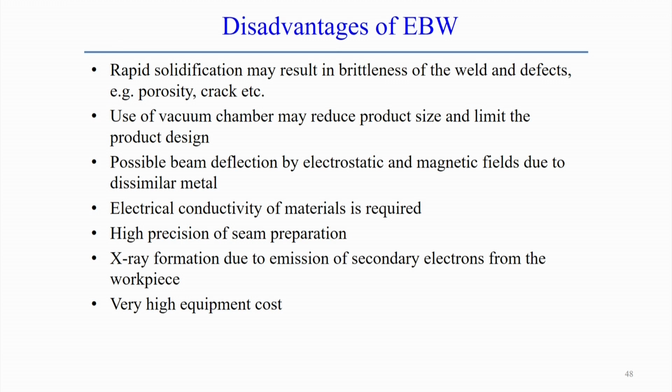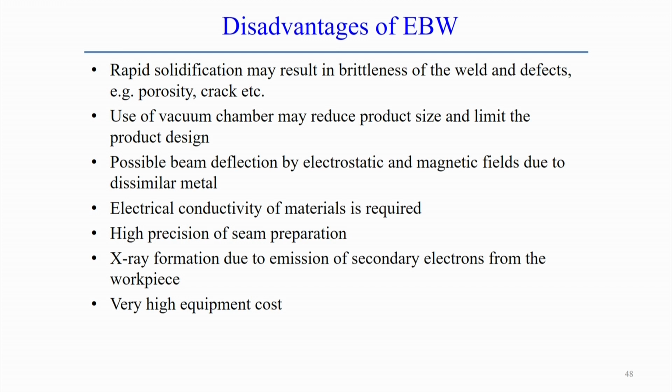Another thing is that the electron beam is easily deflected by electrostatic and magnetic fields, which is specifically important in the case of dissimilar materials. We will discuss this issue later, when you try to join dissimilar materials, what the difficulties are in applying the electron beam welding process. Another limitation of electron beam welding is that electrical conductivity of the materials is required.